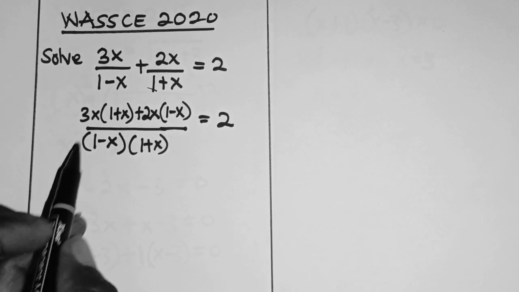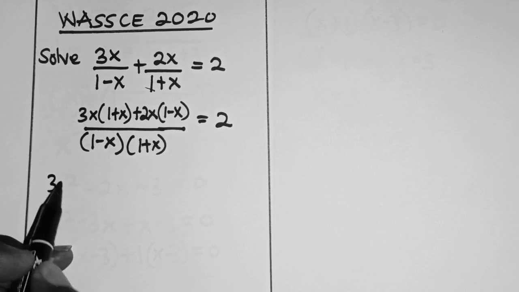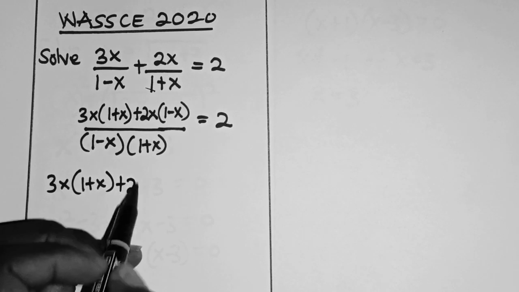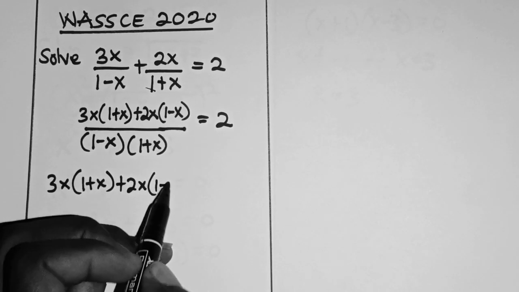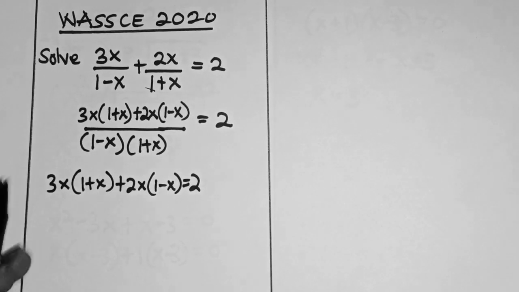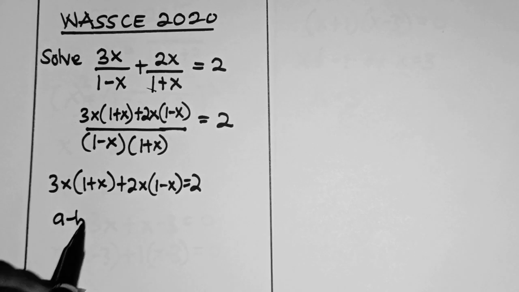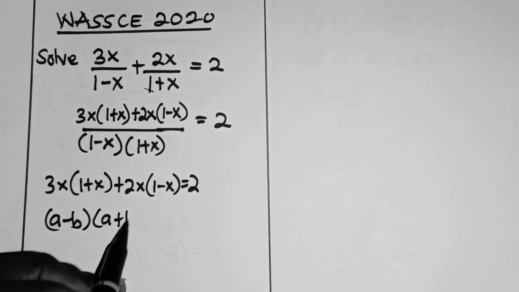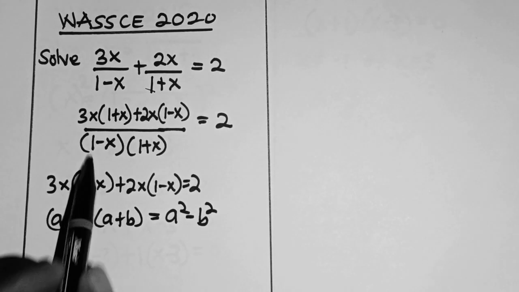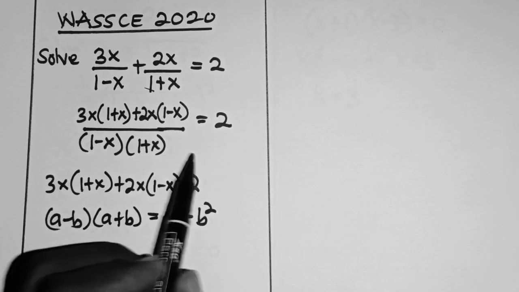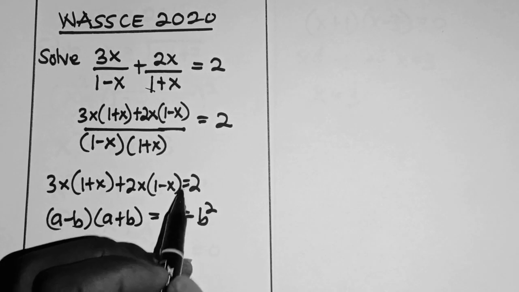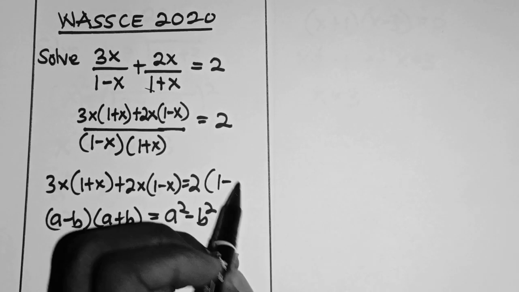So now, it becomes 3x times 1 plus x, then plus 2x times 1 minus x equals 2. However, you can see that this is difference of two squares. A minus b times a plus b is equal to a squared minus b squared. So you can see that here is 1 minus x and here is 1 plus x. So this becomes 1 minus x squared. So this becomes 2 times 1 minus x squared.